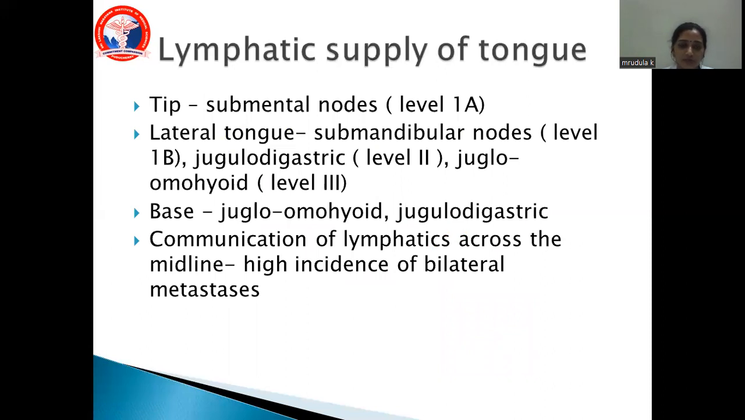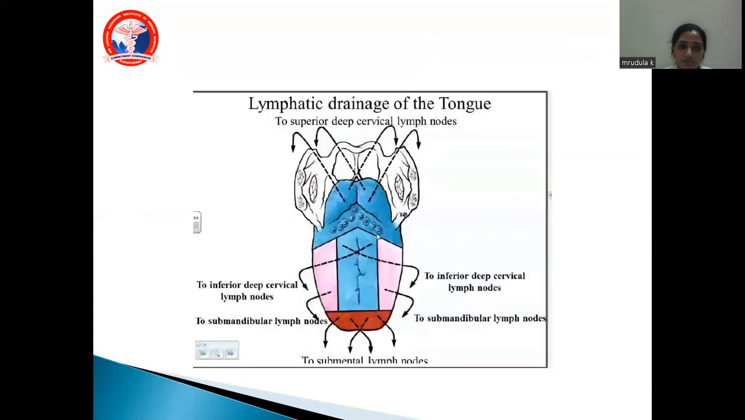Lymphatic supply of the tongue. So the tip of the tongue generally drains into the submental group of lymph nodes, which are level 1A. The lateral tongue drains into the submandibular nodes, which are level 1B, and jugulo-digastric nodes, that is level 2, and jugulo-omohyoid nodes, which are level 3. The base of the tongue is drained into jugulo-omohyoid and jugulo-digastric nodes, and there is a communication of lymphatics across the midline, and there is a high incidence of bilateral metastasis.